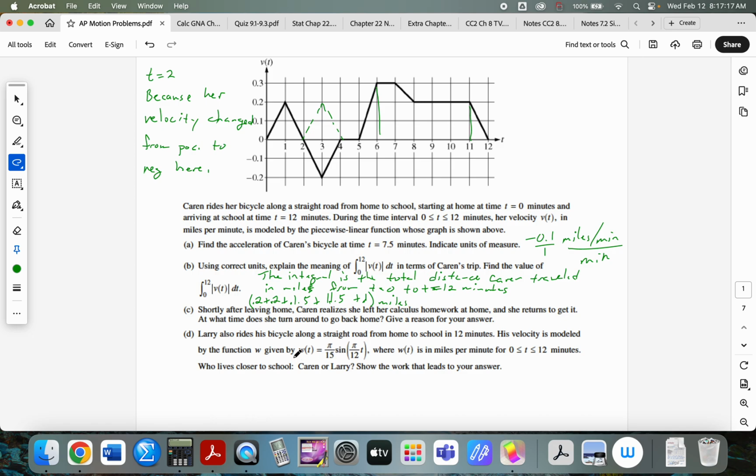All right. Larry also rides his bicycle along a straight road from home to school in 12 minutes. His velocity is modeled by the function w given by w of t equals pi over 15 times sine of pi over 12 t, where w of t is in miles per minute, for 0 to 12 minutes. Who lives closer to the school, Karen or Larry? Show the work that leads to your answer.